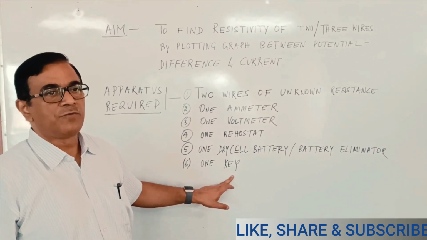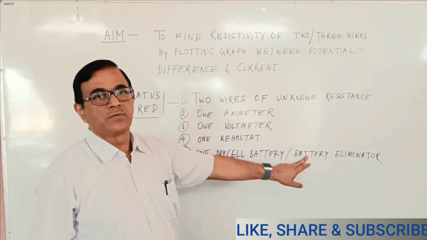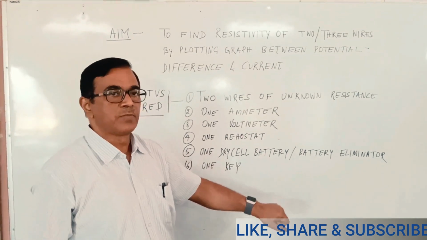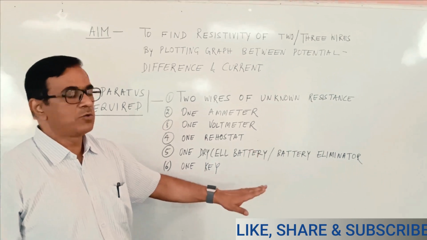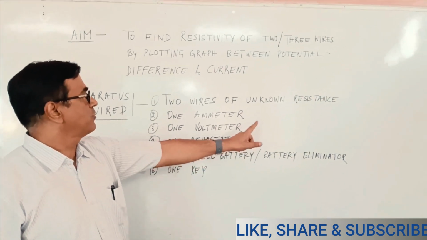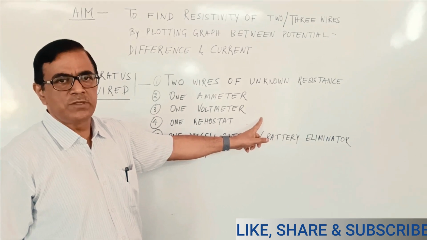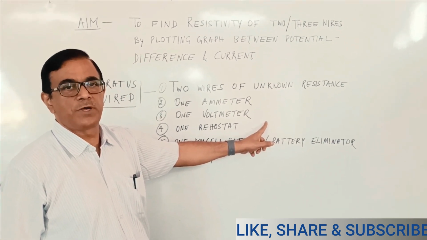The one-way key you can avoid, because if you're using a battery eliminator, the key is already there with the battery eliminator. One suggestion as you carry out the experiment: the range of the ammeter and the voltmeter should be the same, and the choice of both the voltmeter and ammeter should be proper.